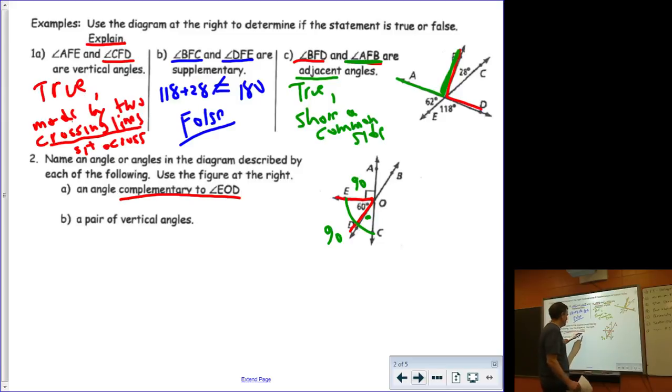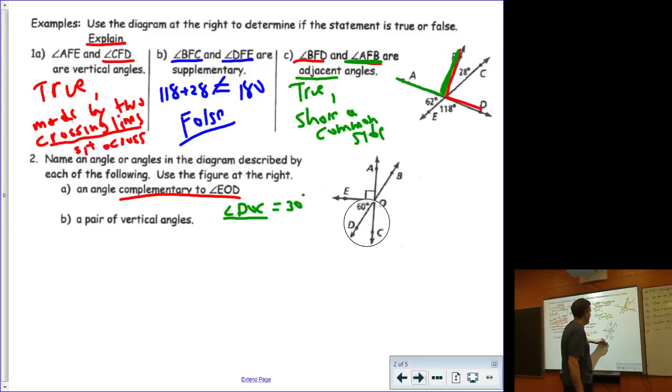So I would say that angle DOC would be the angle I want that is complementary to EOD. It would equal 30 degrees, by the way.